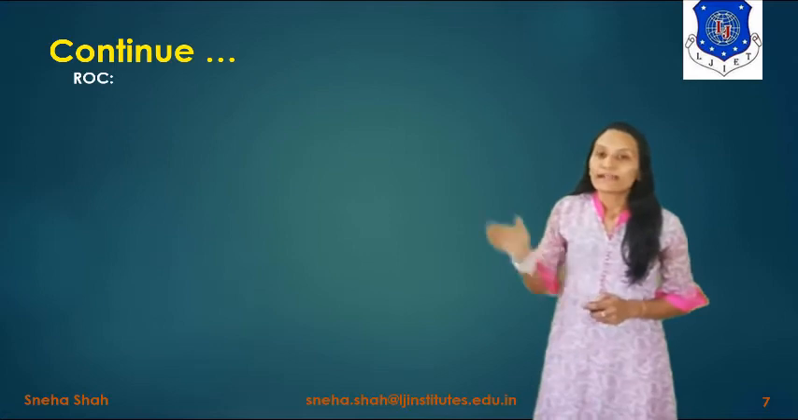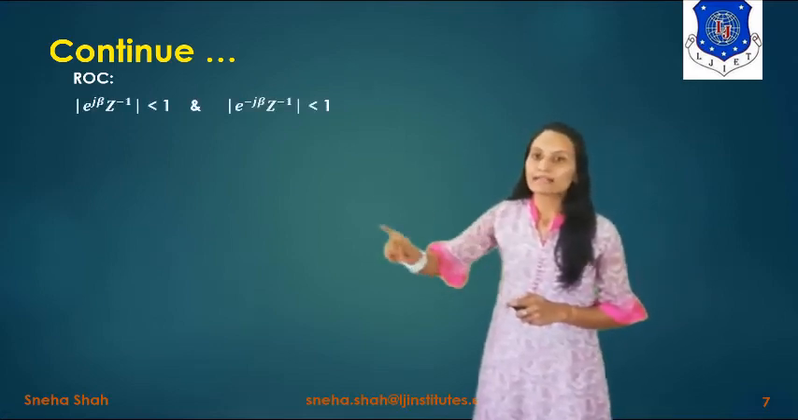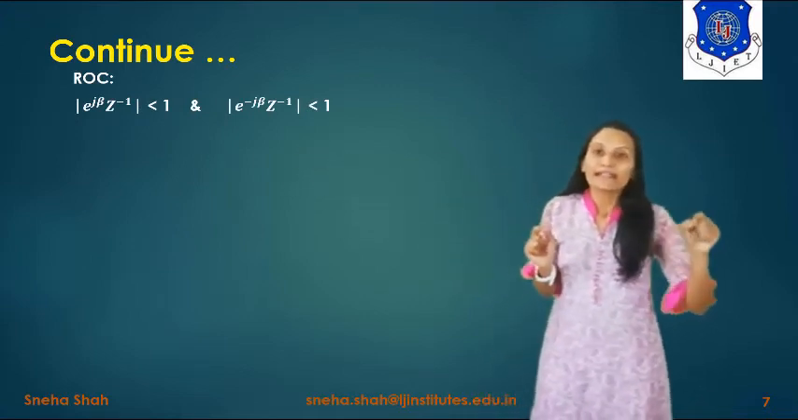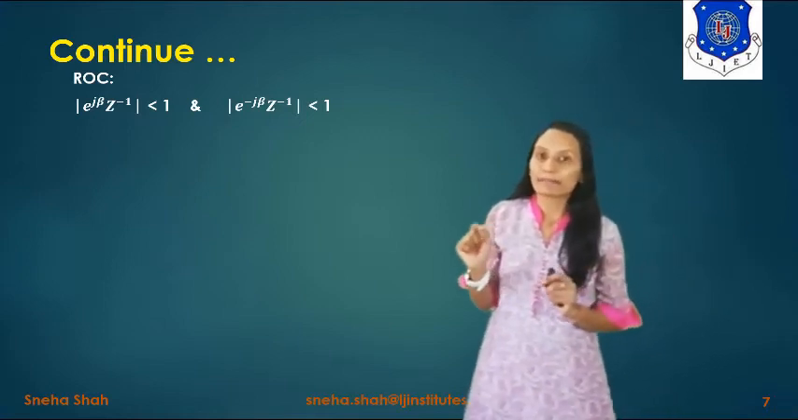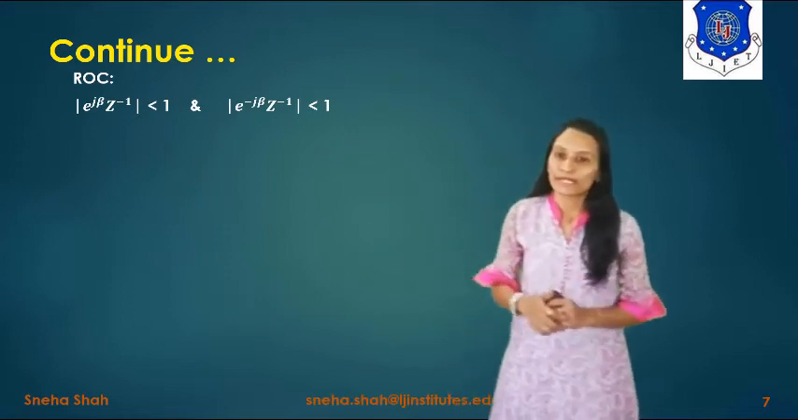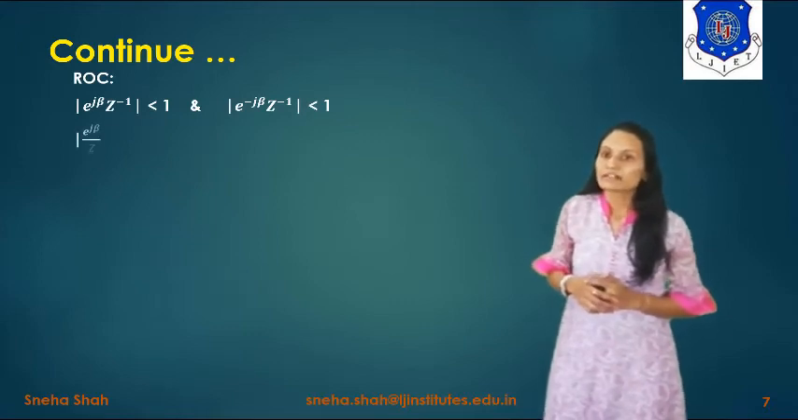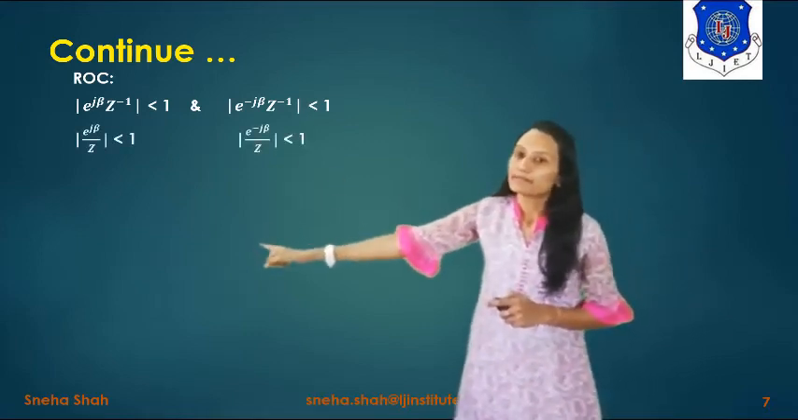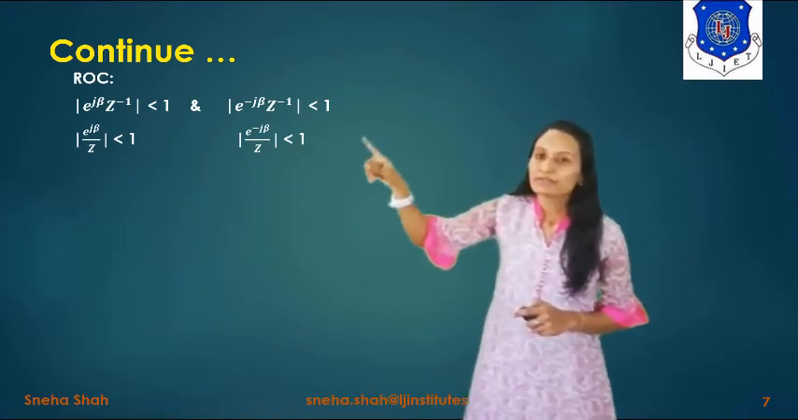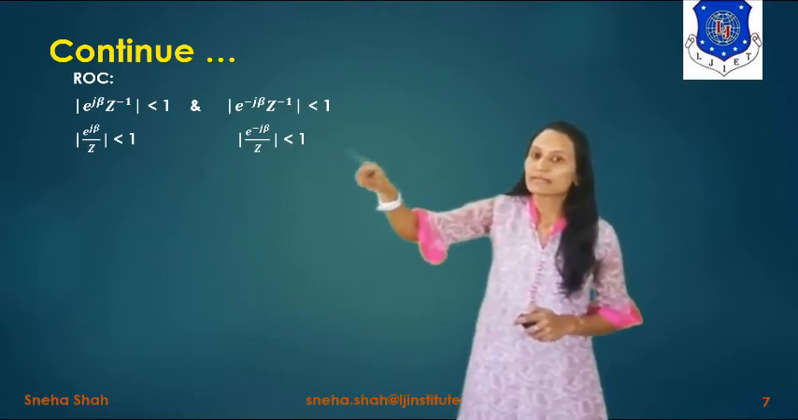So if you want to find the ROC, there are two parts. The first term has the value of capital A equals e raised to j beta z raised to minus 1. This should be less than 1. And the second term has the value of capital A equals e raised to minus j beta z raised to minus 1. This should be less than 1. Now we have to simplify these two terms. So what will be the solution? Mod of e raised to j beta upon z should be less than 1. Z inverse means 1 by z, right? Similarly, we find this term as mod of e raised to minus j beta divided by z, which should be less than 1.